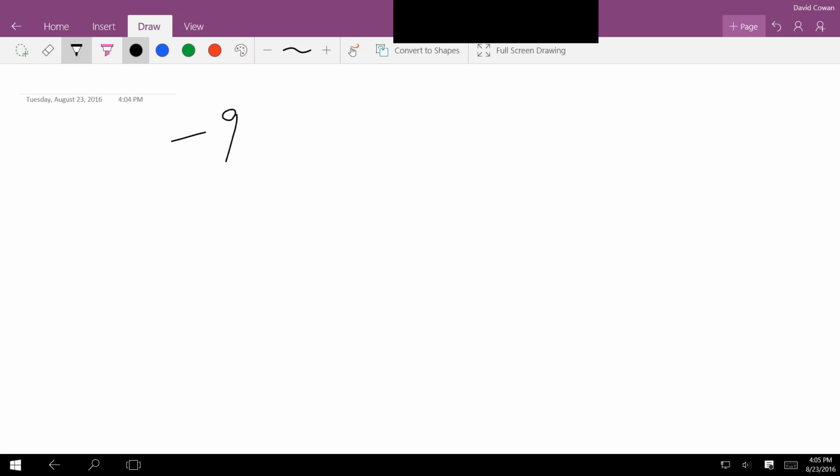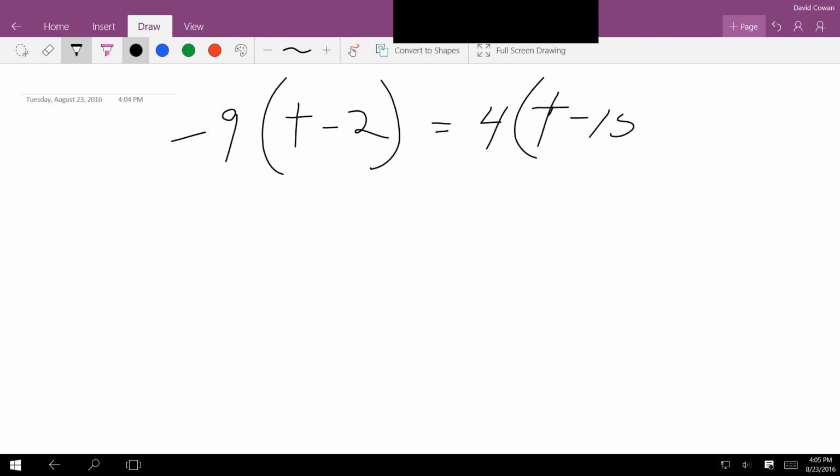Okay. The next one is -9, and then in parentheses, t minus 2, equals 4, and then in parentheses, t minus 15. Okay. What's the first rule of solving equations? First I have to simplify. You have to get rid of parentheses. And so that will be -9t minus 18 equals 4 plus -60.